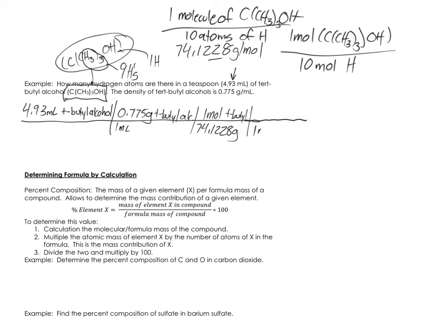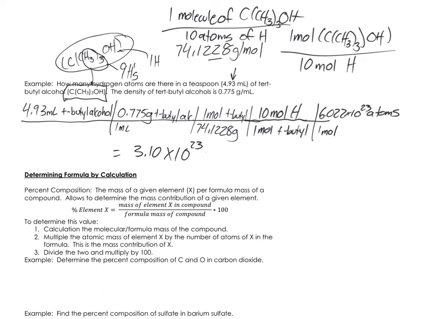So I'm going to go for every 1 mole of tert-butyl, I have 10 moles hydrogen, and I want to know how many atoms of hydrogen I have. Notice that we're not using H2 because this is not the hydrogen molecule. This is hydrogen as part of a molecule. So for every 1 mole, I have 6.022 times 10 to the 23 atoms. Multiply across the top, divide by the bottom, and I end up getting 3.10 times 10 to the 23 atoms of hydrogen.